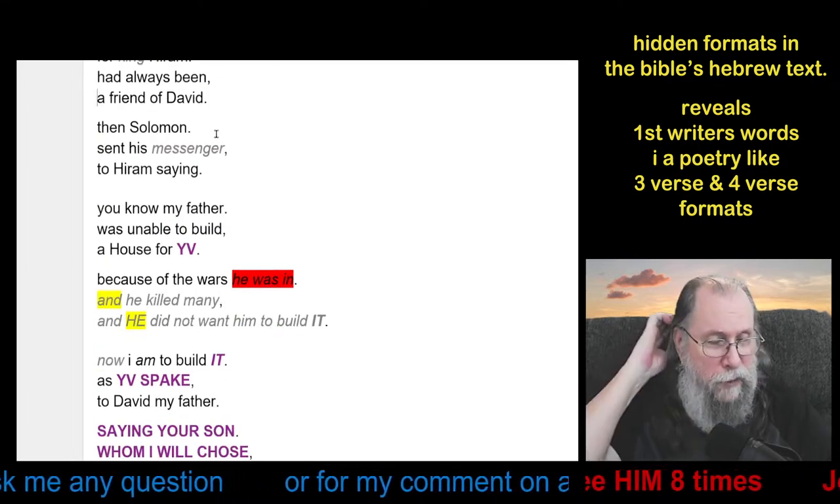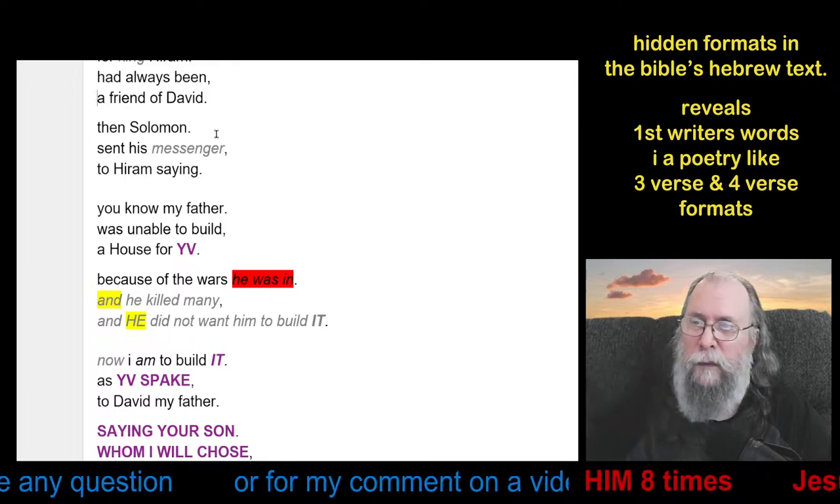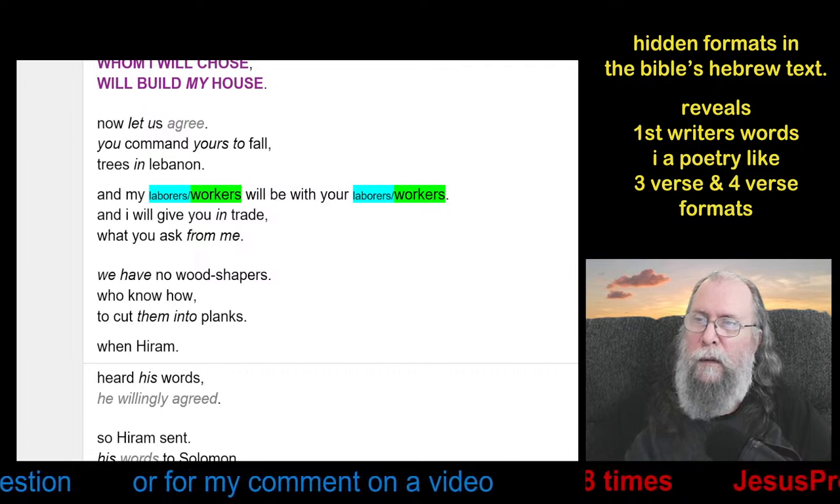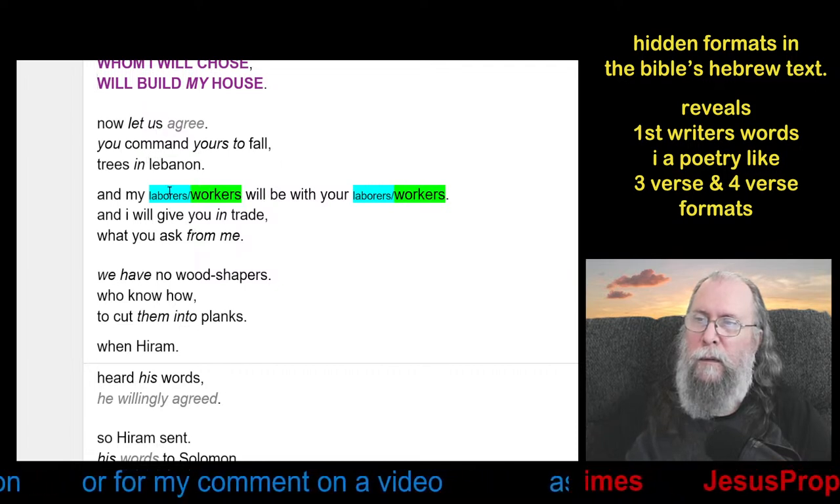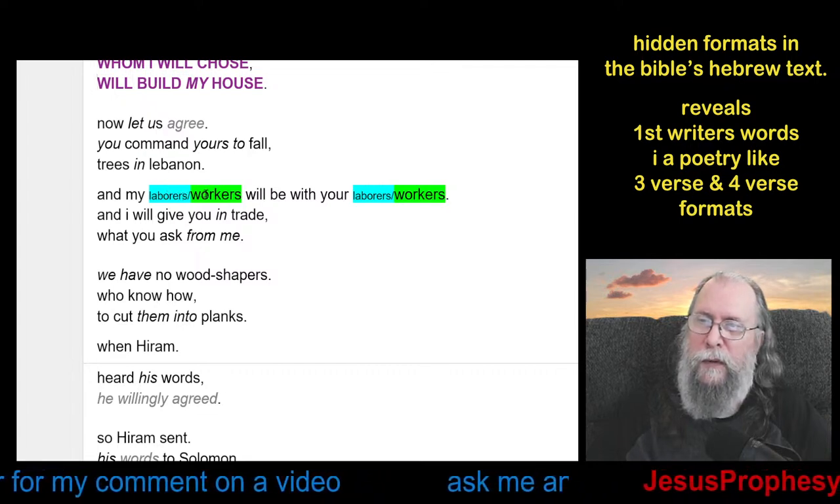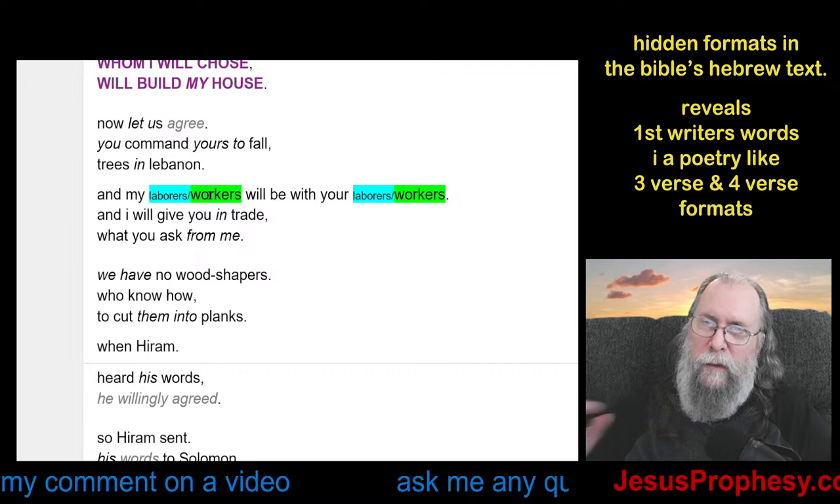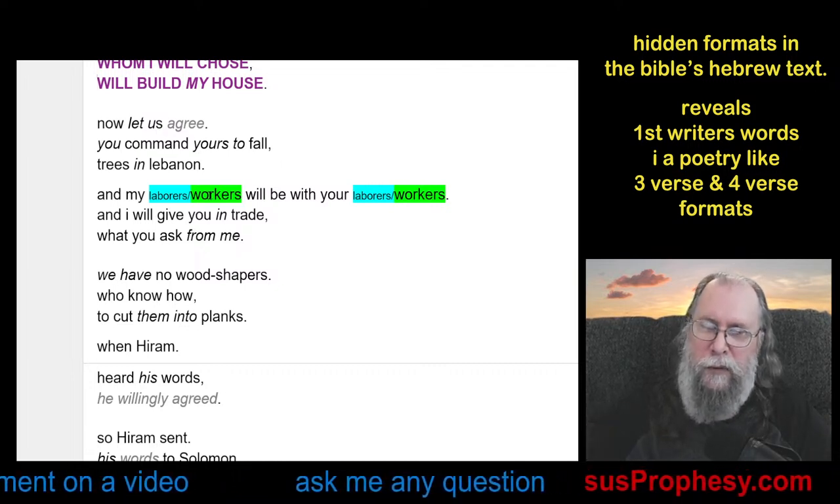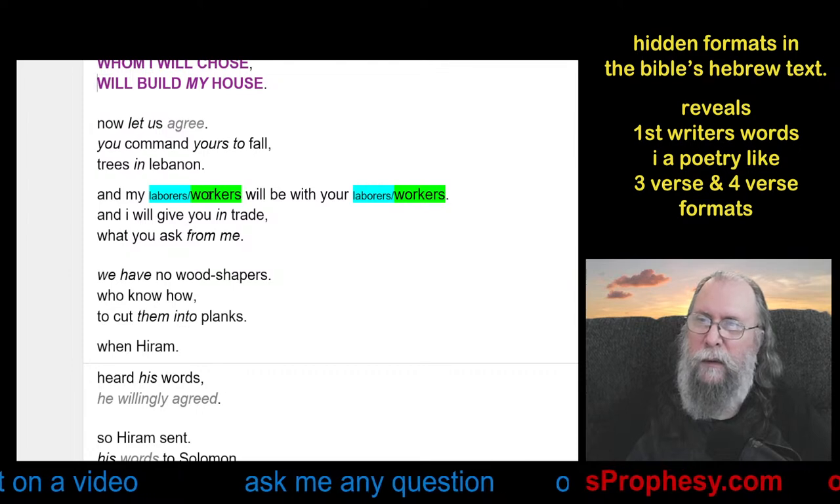I guess it's a better word as well. I'm used to that word. I want to get rid of the word laborers to mean workers. Laborers is too modern of a word.